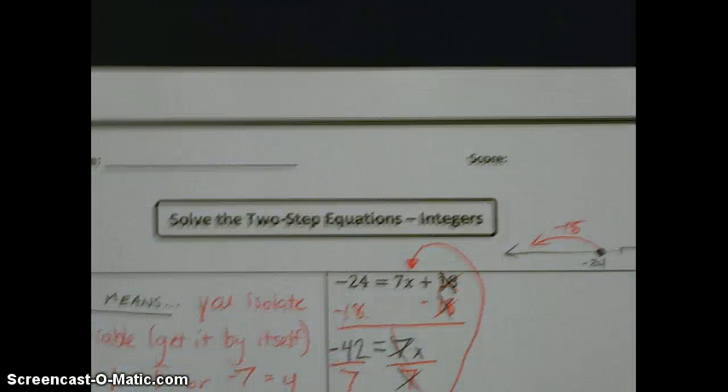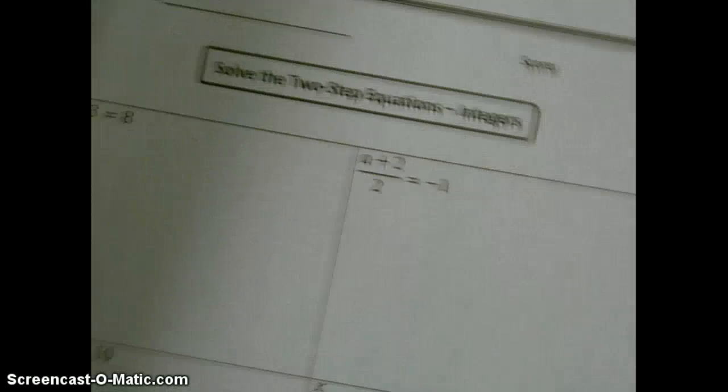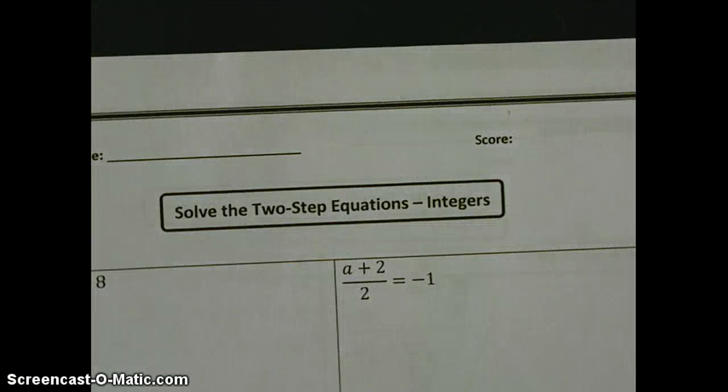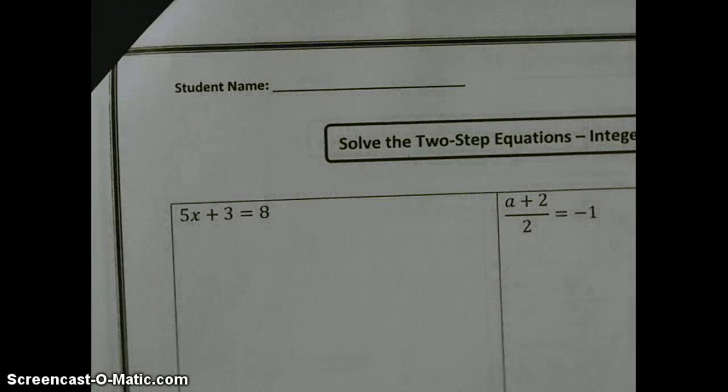Okay, so we're going to look at, hopefully we have the first page already filled out. We're going to look at the second page just to see if you get a little help. So at the top it says solving two-step equations, integers. So we'll do that first box there.